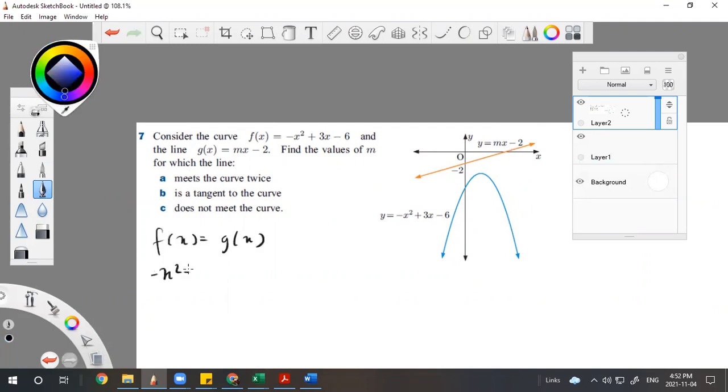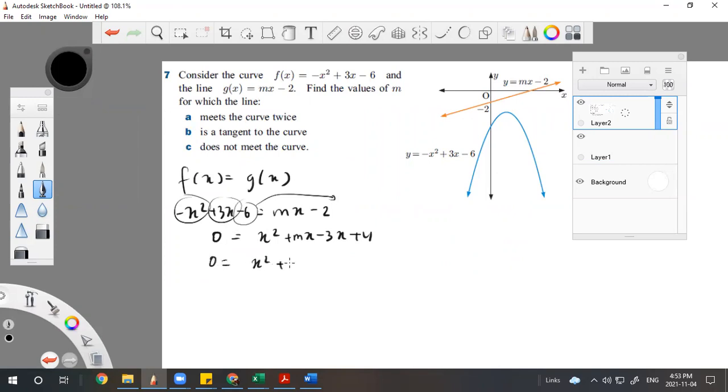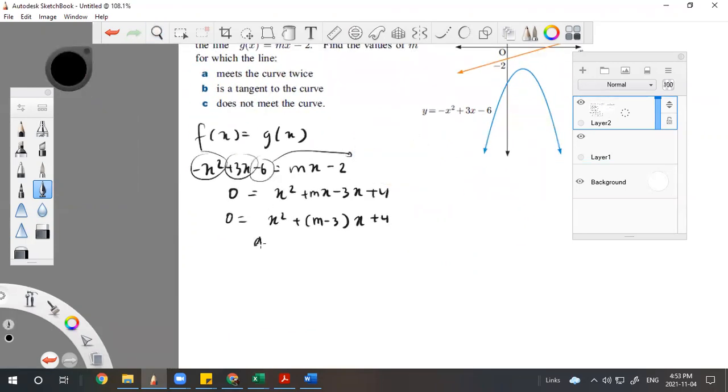So negative x squared plus 3x minus 6 equals mx plus 2, minus 2, I mean. So 0 equals x squared, right? And then plus mx minus 3x. You can collect the x first, and then minus 2 plus 6 is plus 4. Make it fast, right? Because this will be moved to the right side. So 0 equals x squared plus bracket m minus 3 for b. That's what Tedra realized, right? And then you can find a as 1, b as m minus 3, c is 4, right?